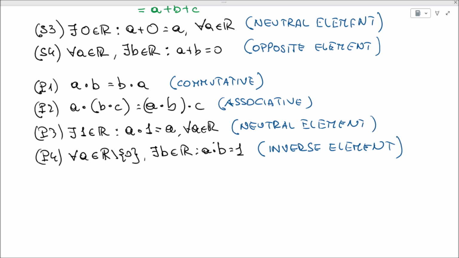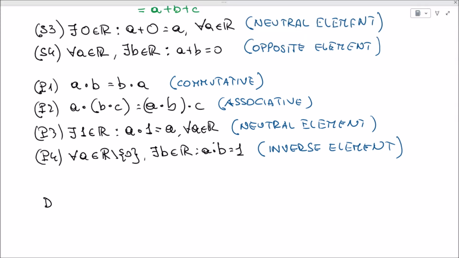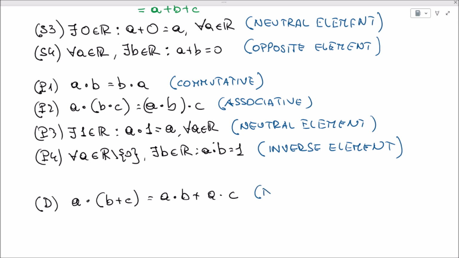We will prove later that both the opposite and the inverse elements are unique for every real number. We have an additional axiom, which is the so-called distributive property, D, which says that A times B plus C is equal to A times B plus A times C. And as you see, this distributive property binds together the sum and the product in one single property.